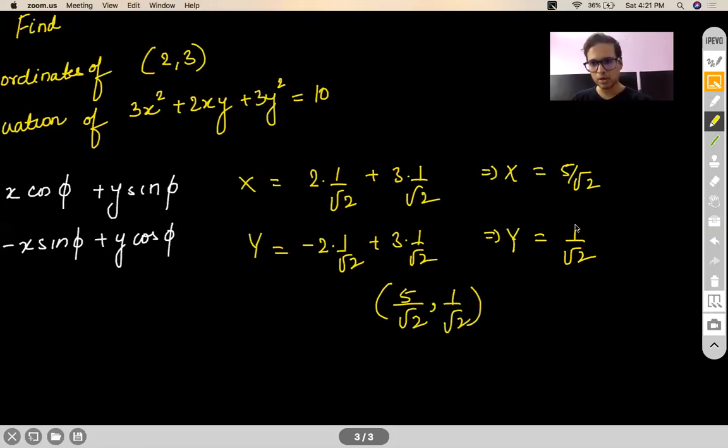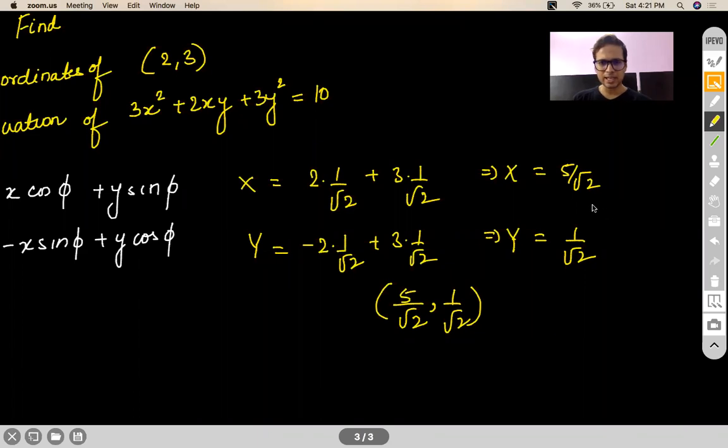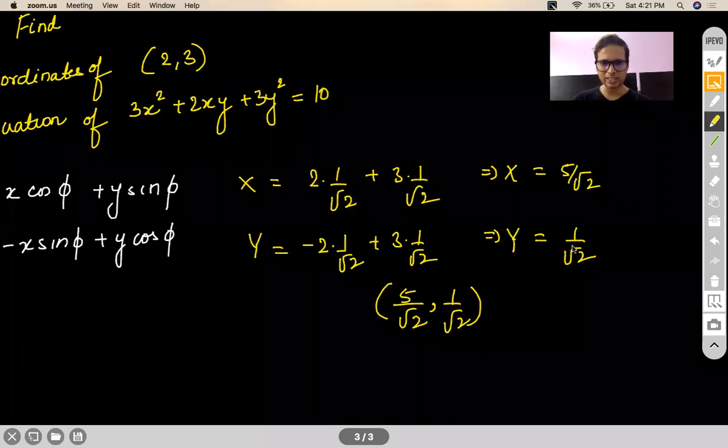Let me check who all got it. Okay, absolutely correct. Anurag has got it. Adrija, just check. Yeah, your answer is also correct, Adrija. Very good. Okay. Now, what is the new equation?